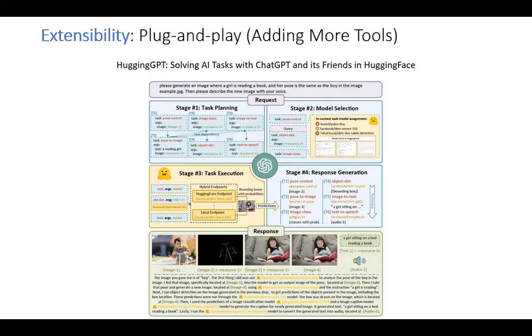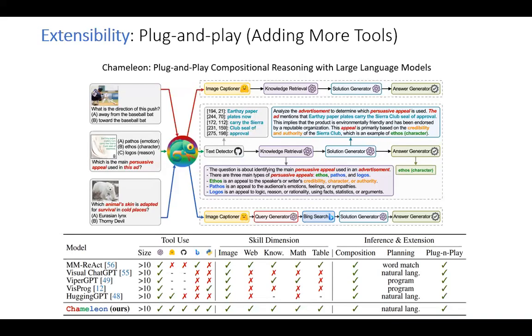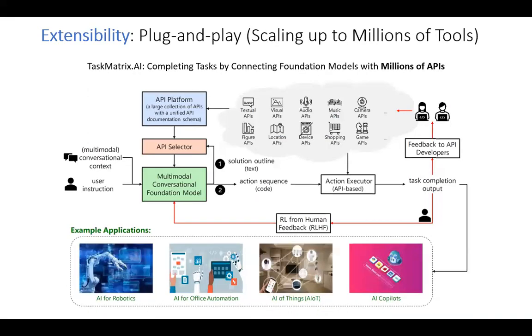In general, the design of existing multimodal agents incorporates tools via a plug-and-play mechanism, allowing for adding even more tools. For example, HuggingGPT is proposed to leverage all open-source models from Hugging Face. And Chameleon incorporates not only Hugging Face models, but also open-source models from GitHub, plus the Bing Search API, plus a Python compiler. As a grand vision, TaskMatrix.AI envisions that a large language model or multimodal large language model can serve as the allocator to connect even millions of APIs and may enable even more advanced applications such as office automation, AI of things, robotics, or AI copilots.